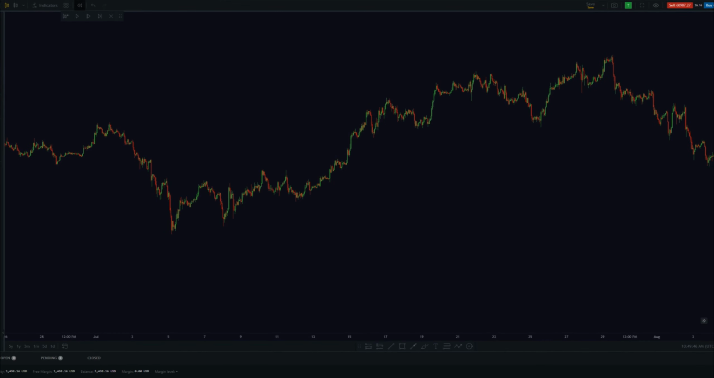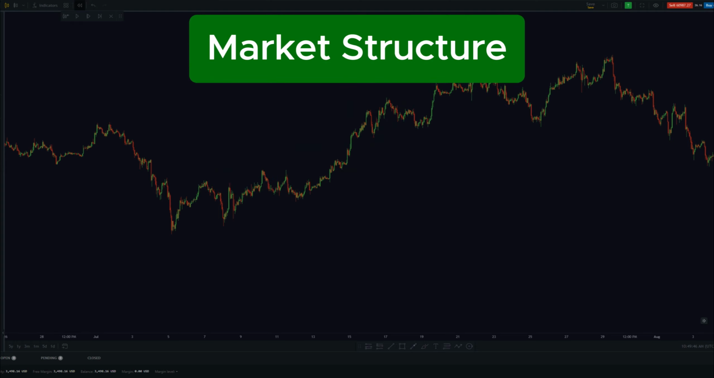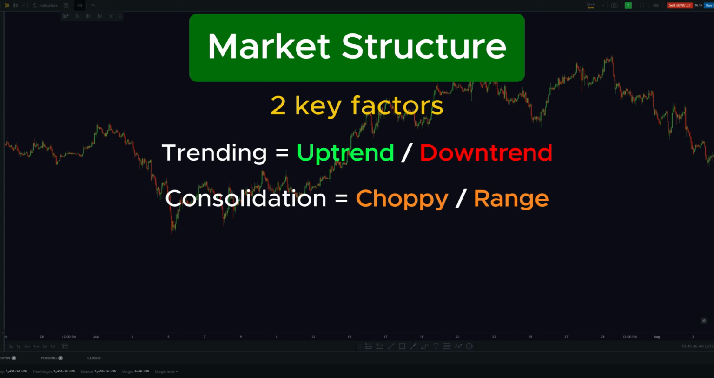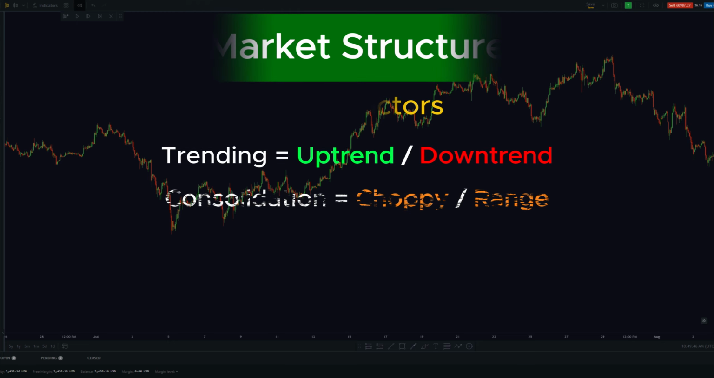Back to the video. Let's start from market structure. There are two key factors that influence the price direction. The first one is trending, which includes the uptrend and downtrend. And the second one is consolidation, which includes the choppy and ranging market movement. And always, price moves between uptrend, downtrend, and consolidations.